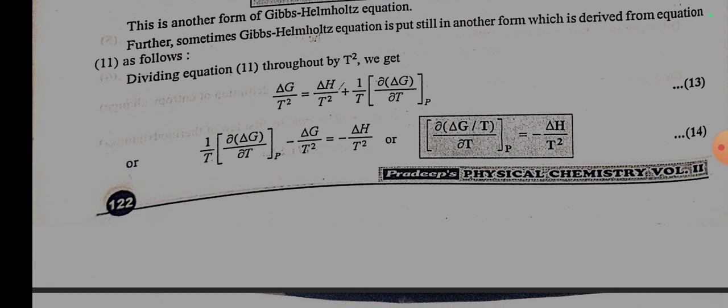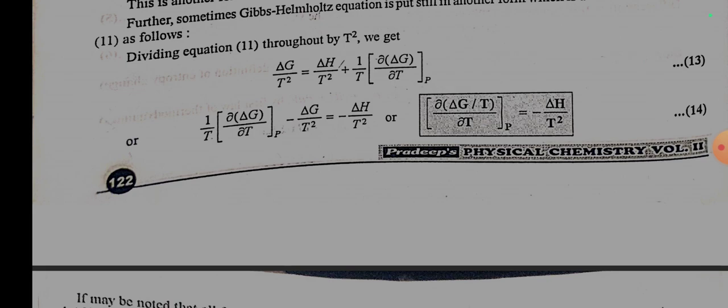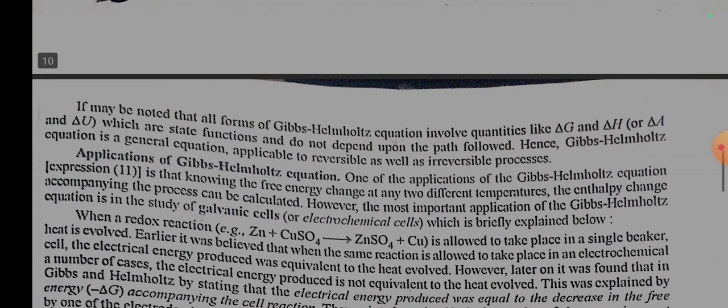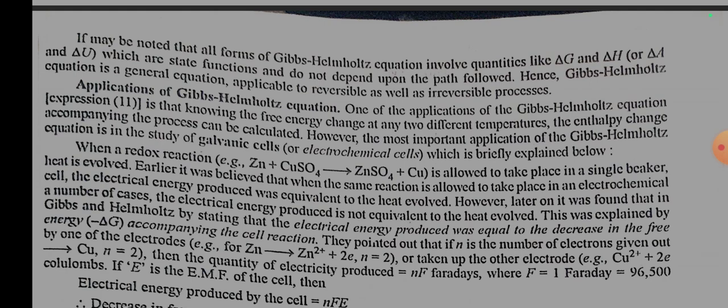Further, sometimes the Gibbs-Helmholtz equation is put in still another form, which is derived as follows. Dividing equation 11 throughout by T squared, we get -ΔH/T² = d(ΔG/T)/dT. It may be noted that all forms of the Gibbs-Helmholtz equation involve quantities like ΔG and ΔH, which are state functions and do not depend upon the path followed. Hence, the Gibbs-Helmholtz equation is a general equation applicable to reversible as well as irreversible processes.